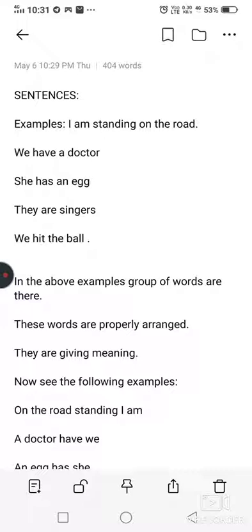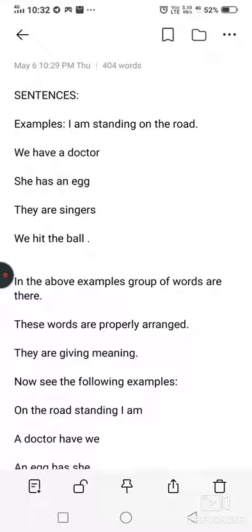Children, if you see the above examples, we see that here words are grouped. That is, here we are watching a group of words. For example, number one, I am standing on the road. Here how many words are there? I am standing on the road. So totally 6 words are there in that sentence. In the next example, we have a doctor. So there are 4 words in that sentence. In the third example, she has an egg. 4 words are there in that sentence.